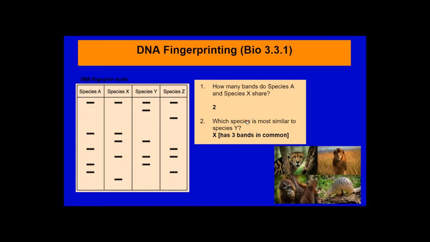Which species is most similar to species Y? Species Y is right here. So what you want to do is look at each species, count how many bands they have in common. Species X has 1, 2, 3 bands in common. That's more than any other species. So species X is the most related.